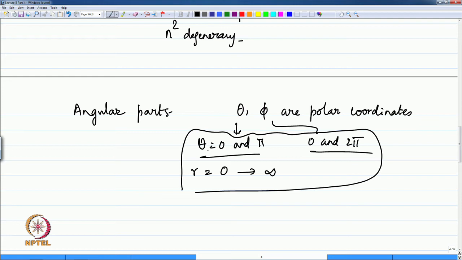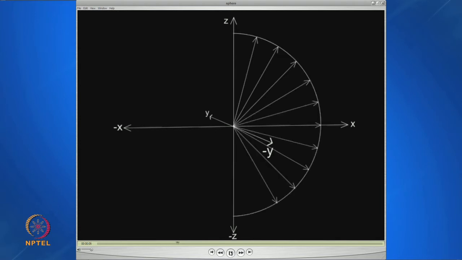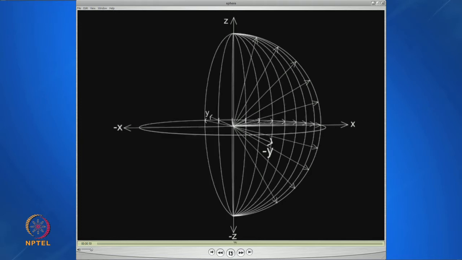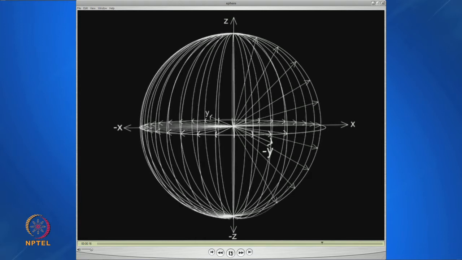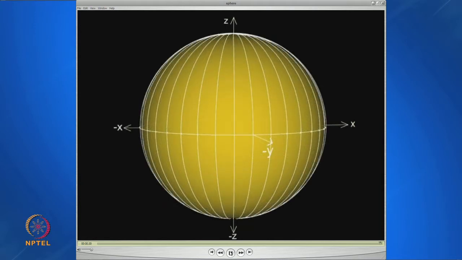So, let me show you that these are the variations for theta and phi. The polar coordinate has 0 to pi. So, it ranges that way, and then the phi coordinate, taking the semicircle throughout, generates the whole spherical surface. Therefore, please remember the angles are limited by this asymmetrical choice. One is from 0 to pi, the other is from 0 to 2 pi.